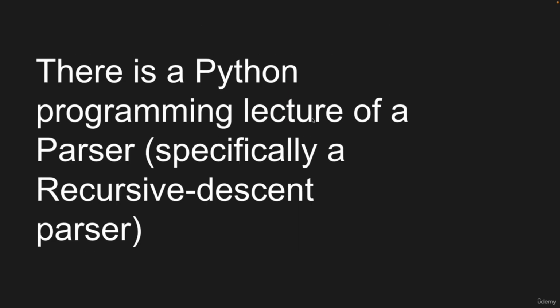There's also a Python programming lecture of the parser. It's specifically a recursive descent parser. In the next lecture, you'll see what a recursive descent parser is, or what it's specifically meant for. But we're making a type of parser called a recursive descent parser. This is it for parser. More of the topics will be explained in the next lectures. In conclusion, parsers are very necessary. They're pretty much one of the biggest building blocks of a compiler or an interpreter.